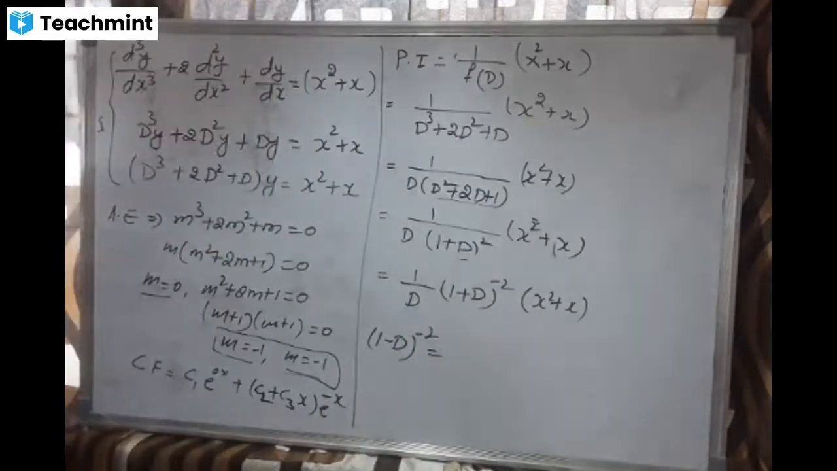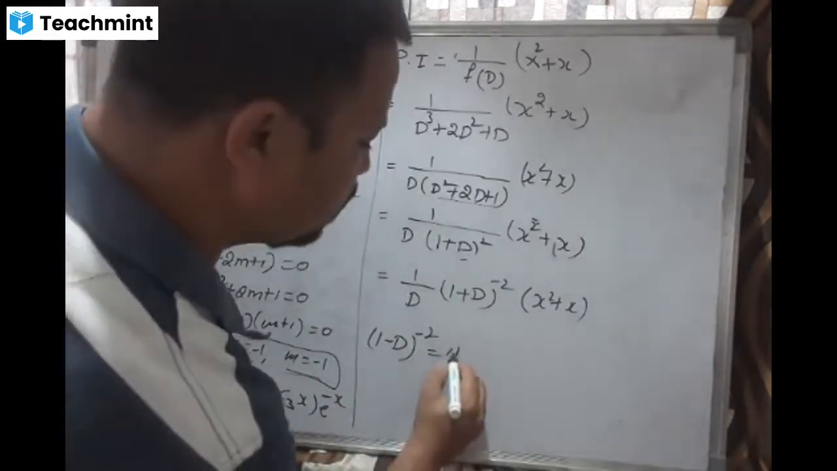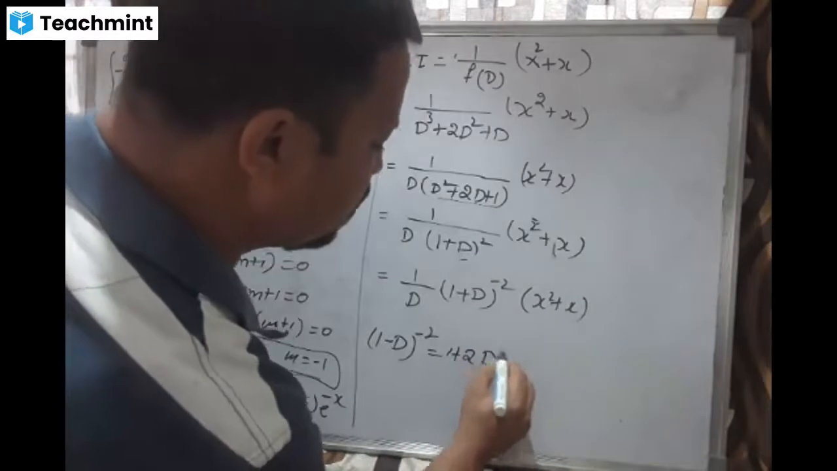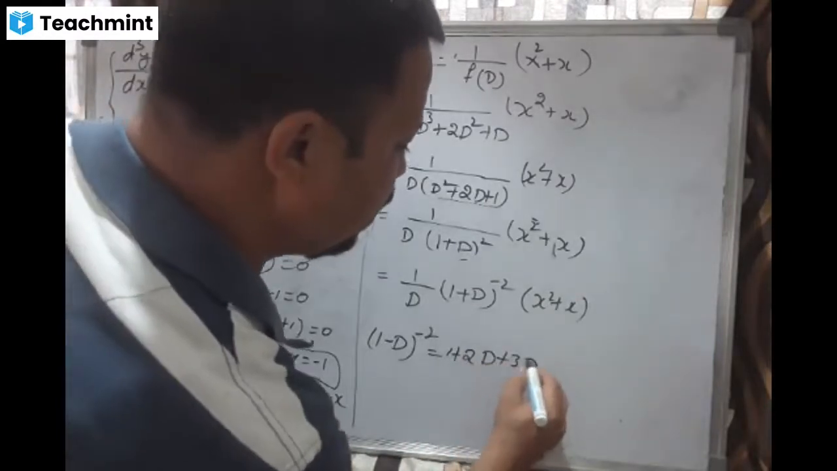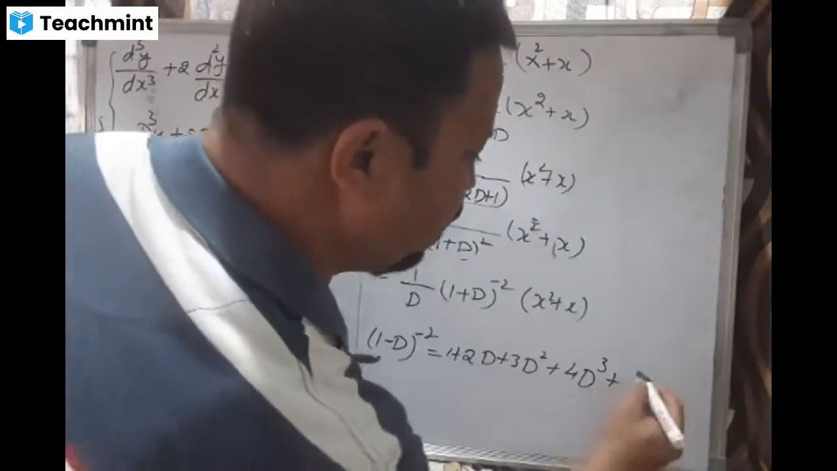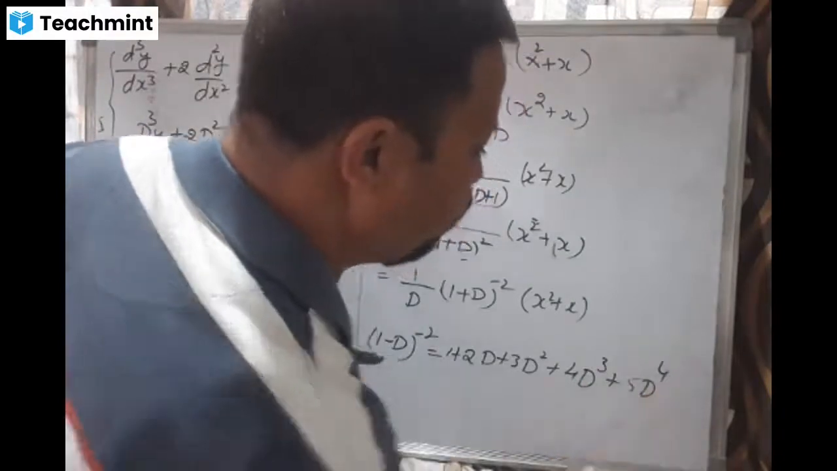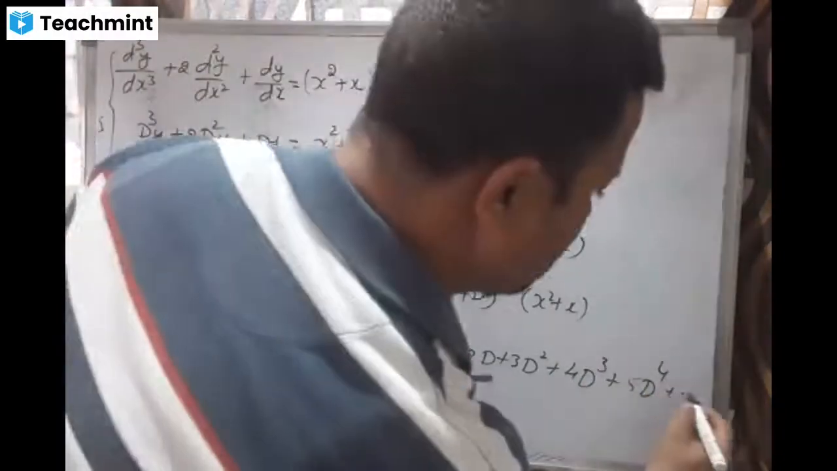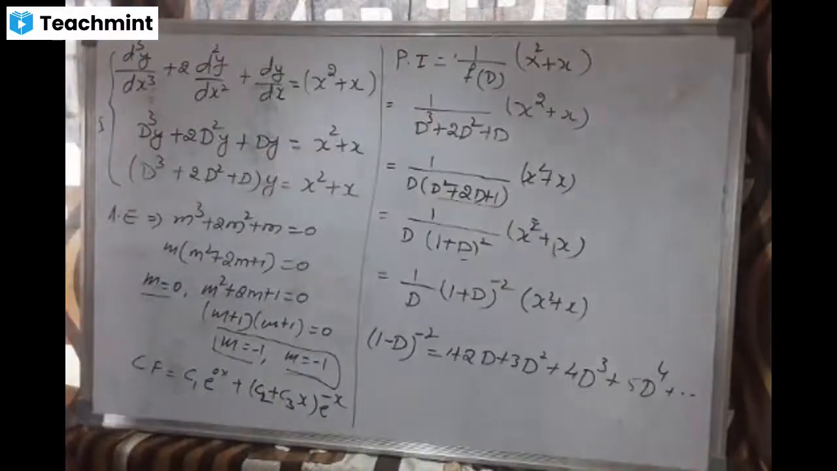What is this? 1 plus 2d plus 3d square plus 4d cube plus 5d to the power of 4 plus, it will go on like this. Right? Correct?